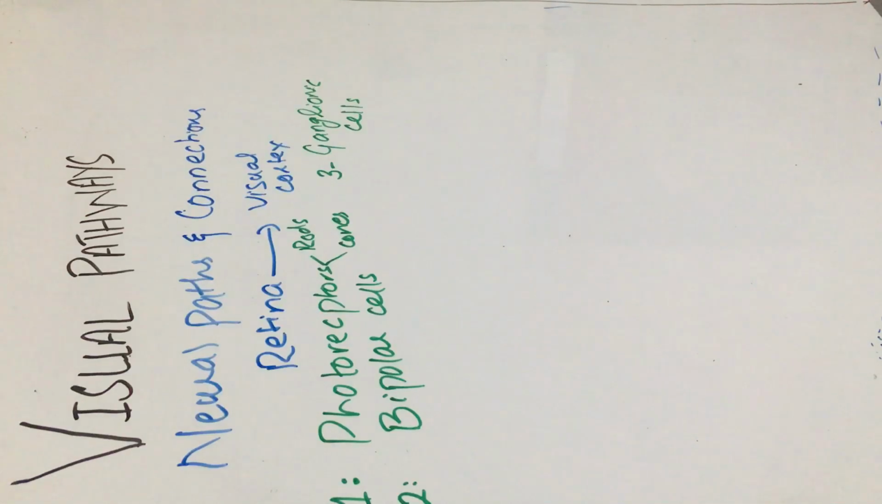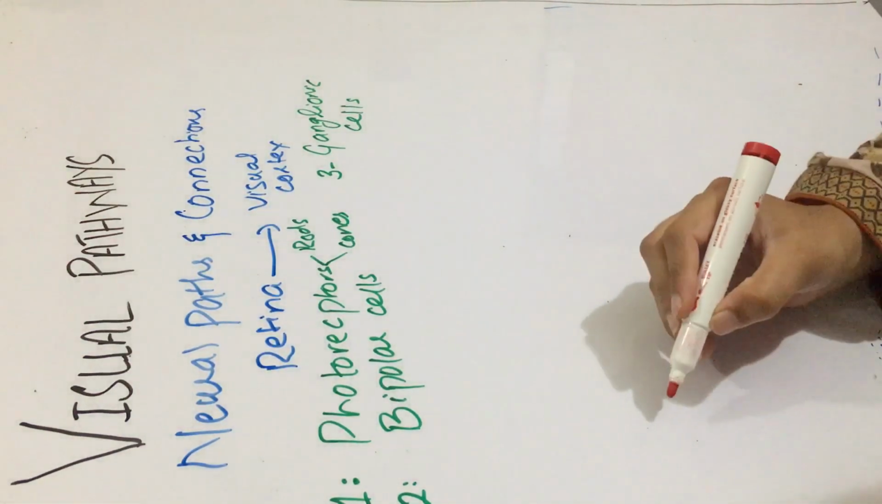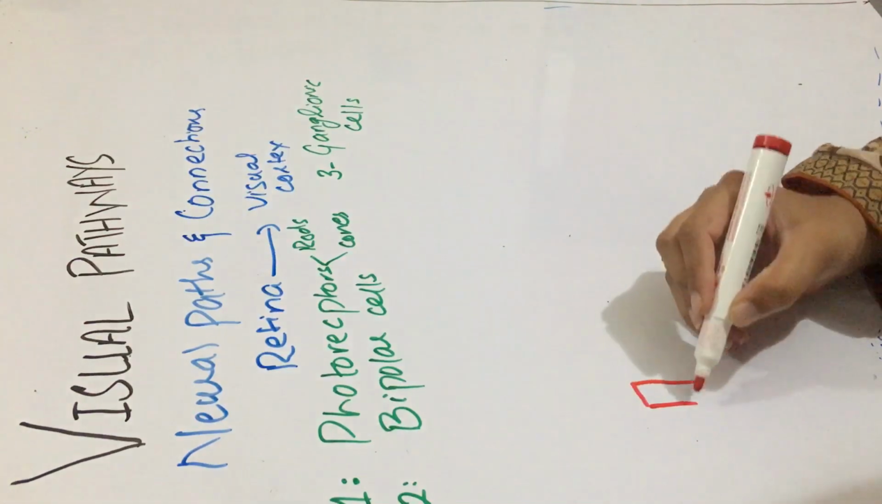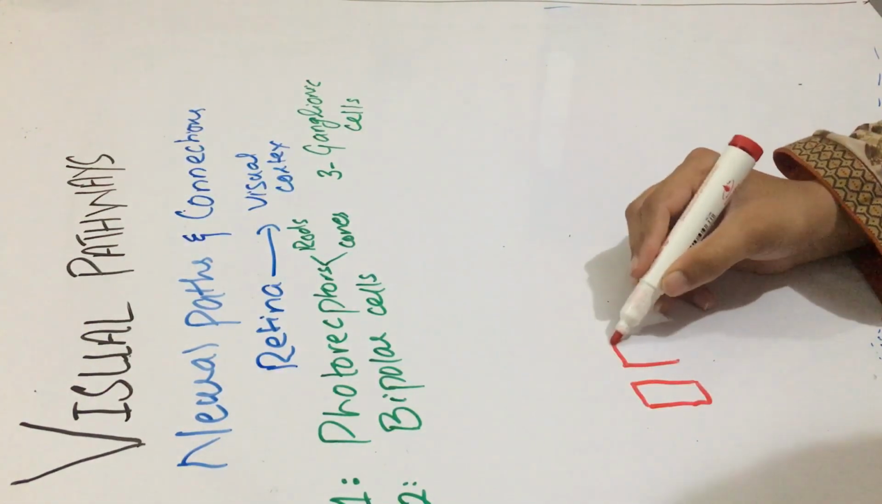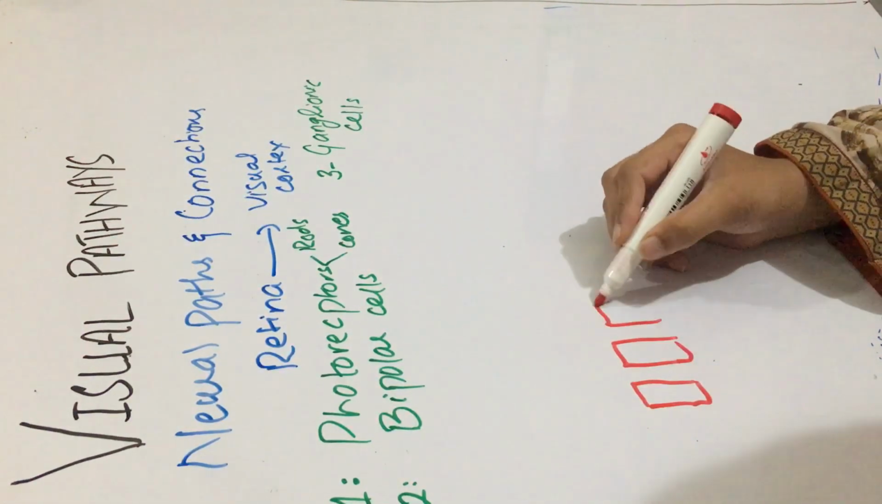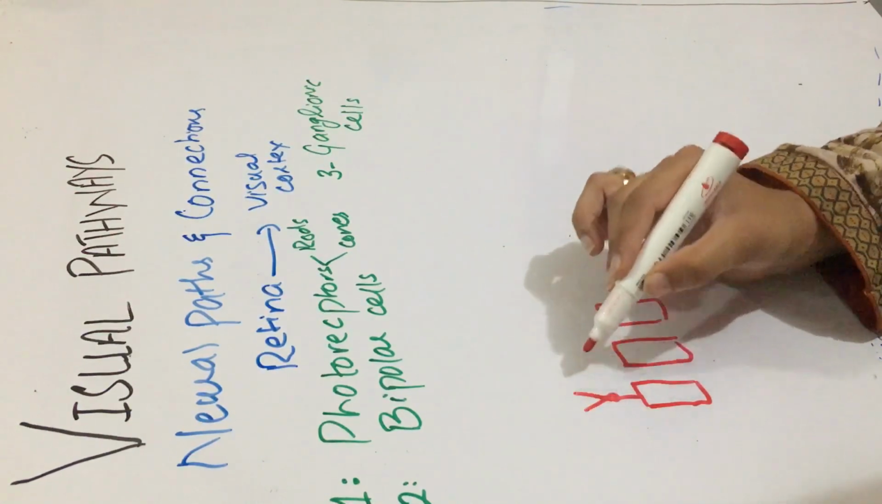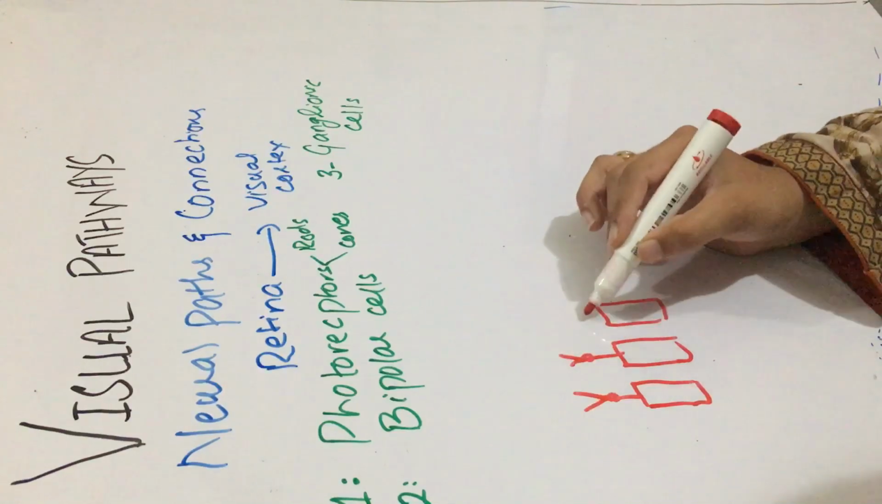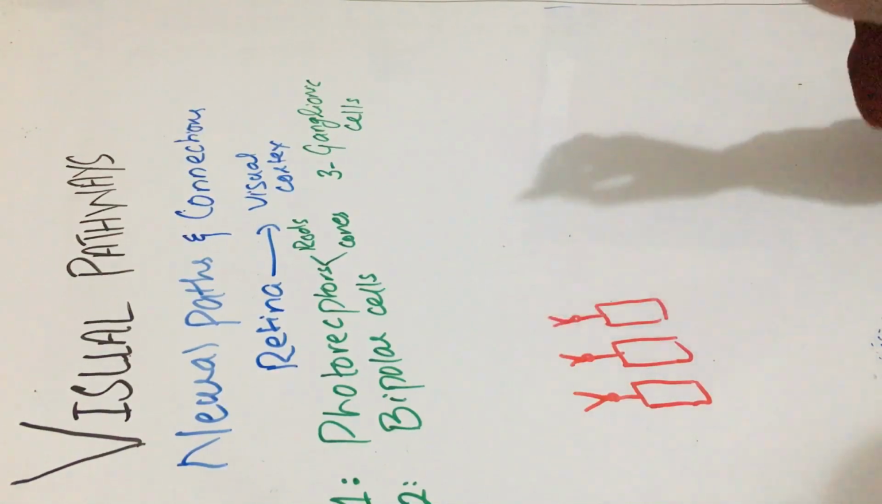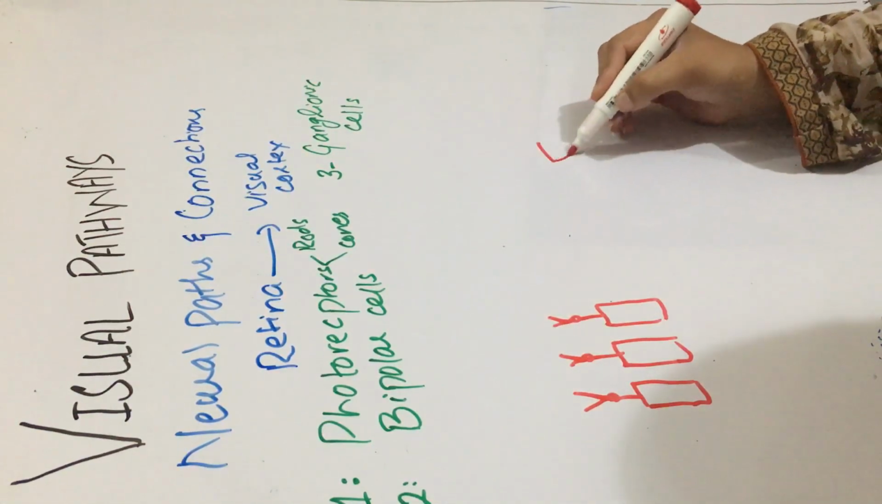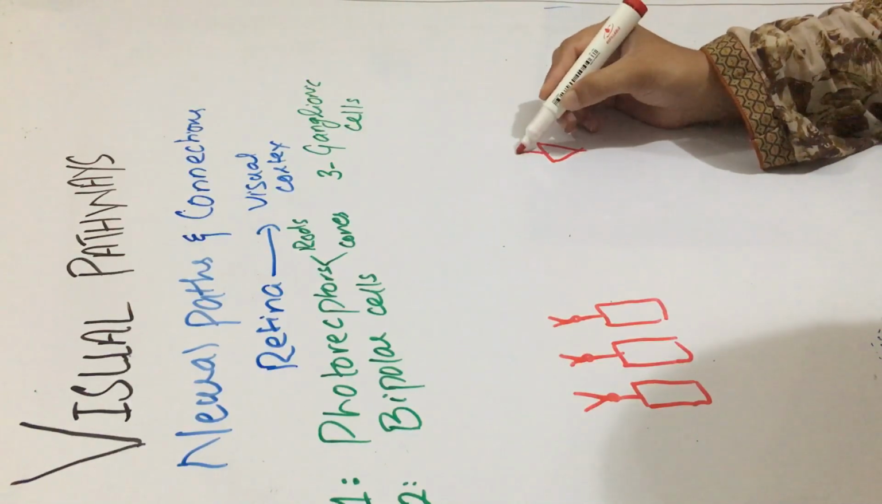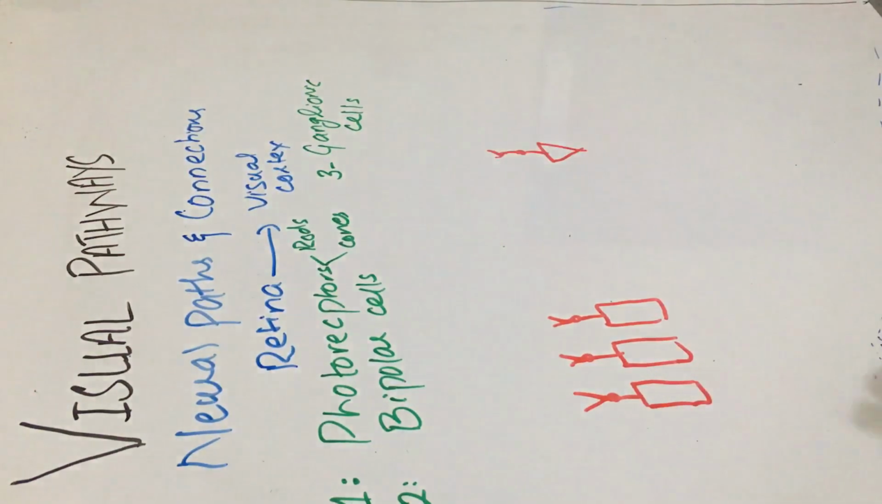Now here I draw a schematic diagram of these visual pathways. First I will draw the rods. Now why are they called the rods? Because they are rod shaped. This is their nucleus, axon, nucleus, axon, nucleus, axon. Here I draw the cone because it is cone shaped, its nucleus, axon.